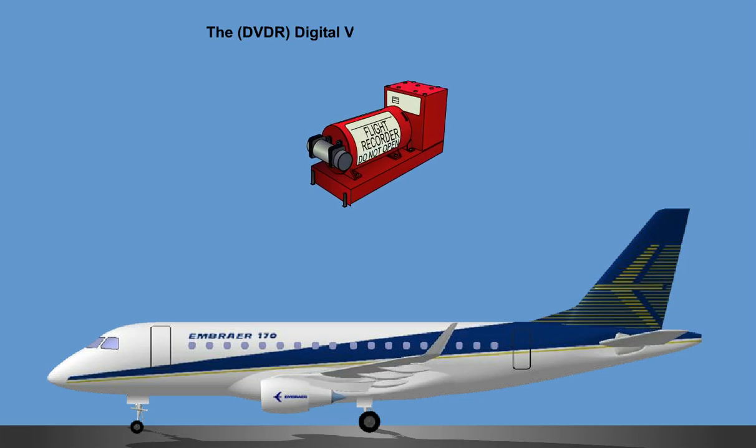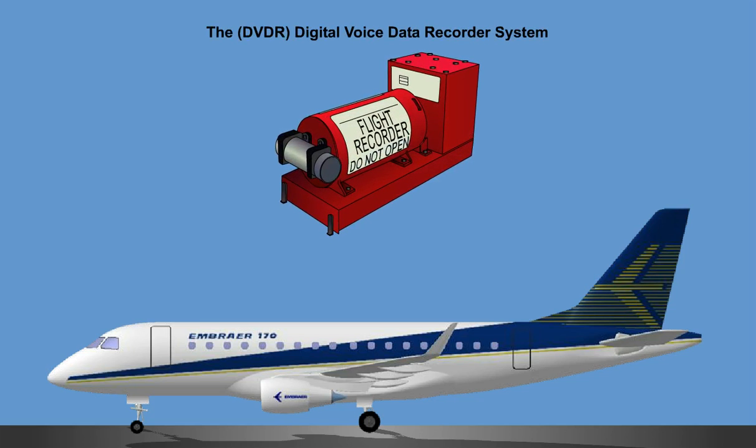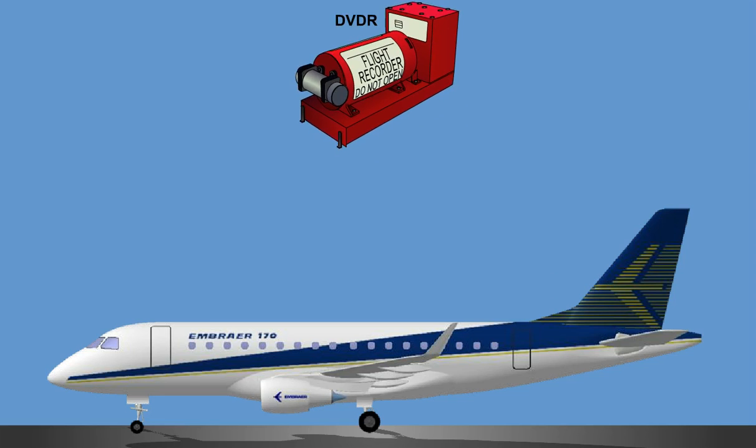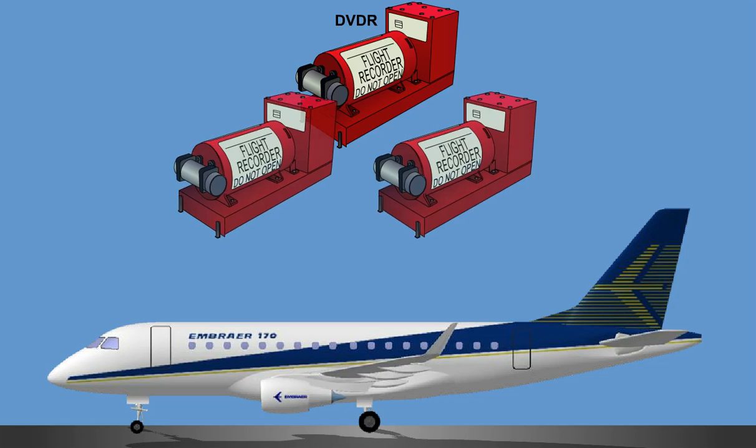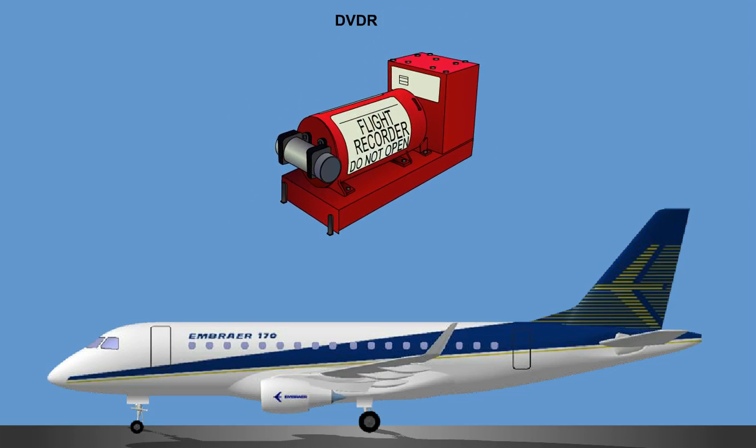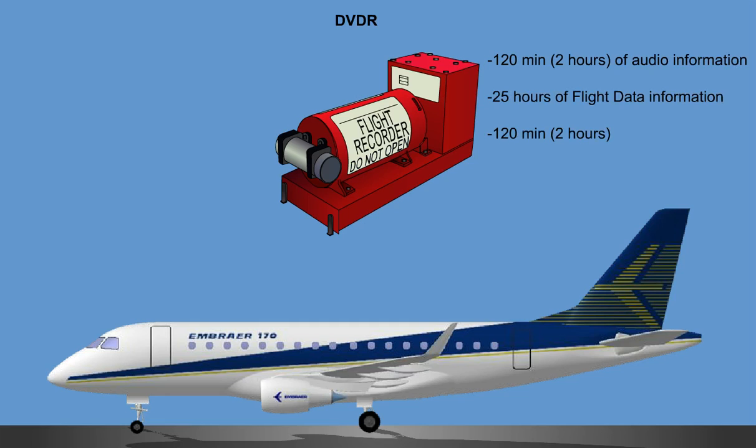The DVDR, Digital Voice Data Recorder System, is capable of receiving, recording, and preserving all required flight data parameters and voice recordings on board the aircraft. It combines the function of a flight data recorder with the function of a cockpit voice recorder in a single solid-state recording unit. The Digital Voice Data Recorder unit is capable of recording the most recent 120 minutes, 2 hours, of audio information, 25 hours of flight data information, 120 minutes, 2 hours of digital communication messages, and Greenwich Mean Time, GMT.